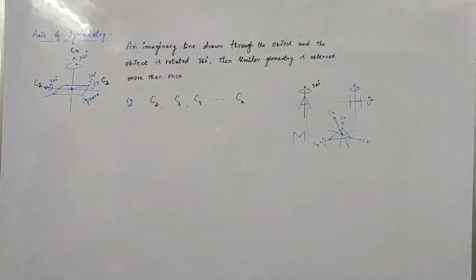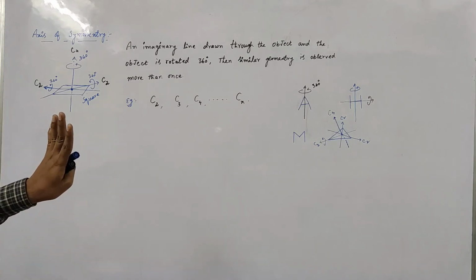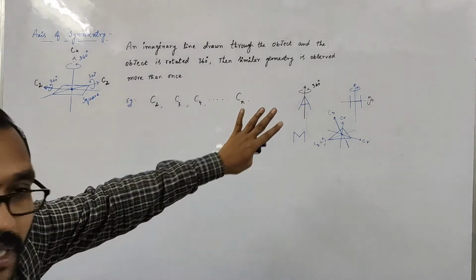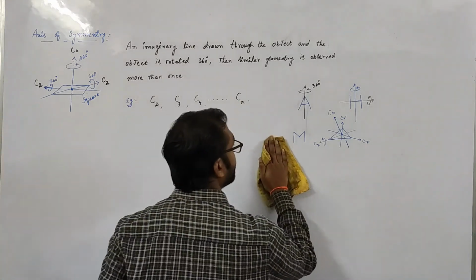Right? So the triangle has three C2 axes of symmetry and one C3 axis of symmetry. No doubt on that? Right? Any doubt about any axis of symmetry? Let me know.